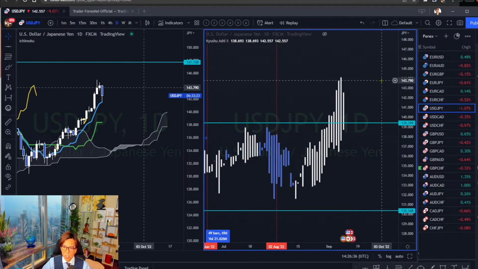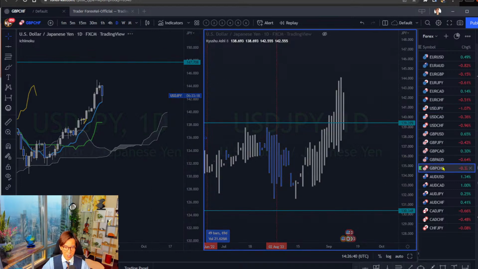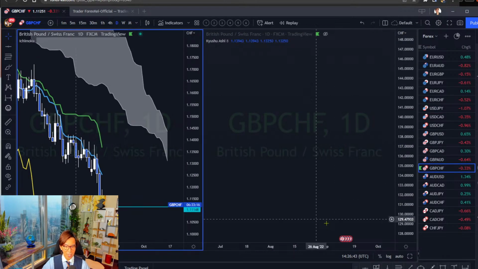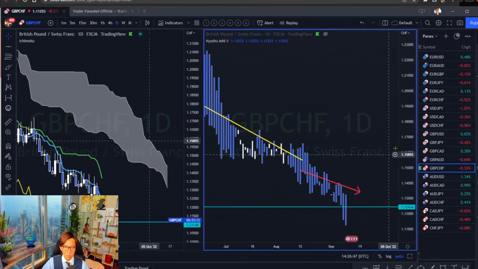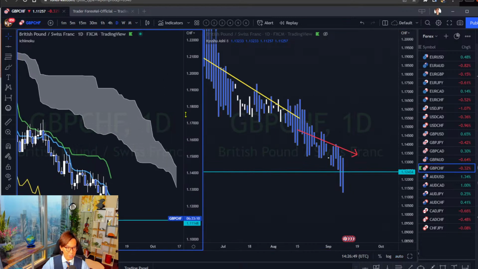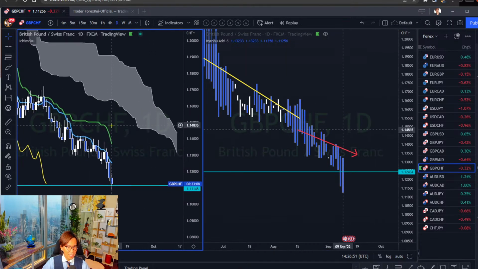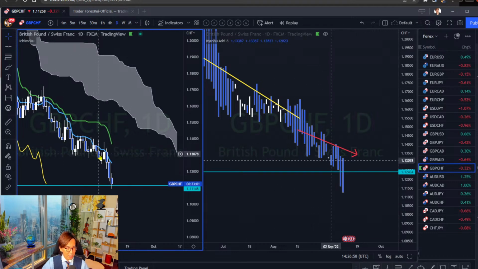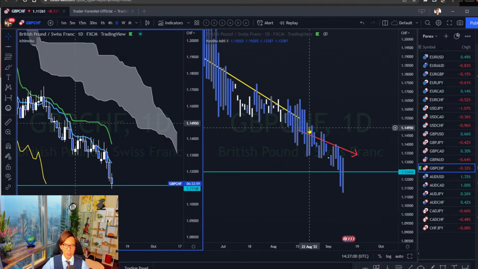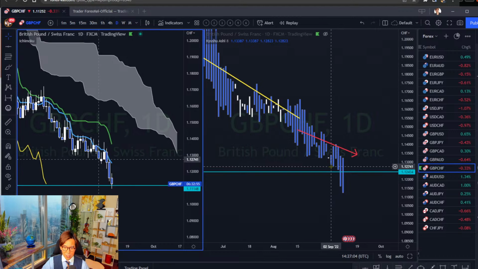So let me also check some other charts now. Pound Swiss franc is nicely bearish again, and Kyushu Ashi also shows it's bearish. Candlesticks are bearish, Kumo is down, Kijun Sen and Tenkan Sen are down, and Chikou span is below the candles. The candles have been forming a downtrend, and Kyushu Ashi has been bearish since the 2nd of September.